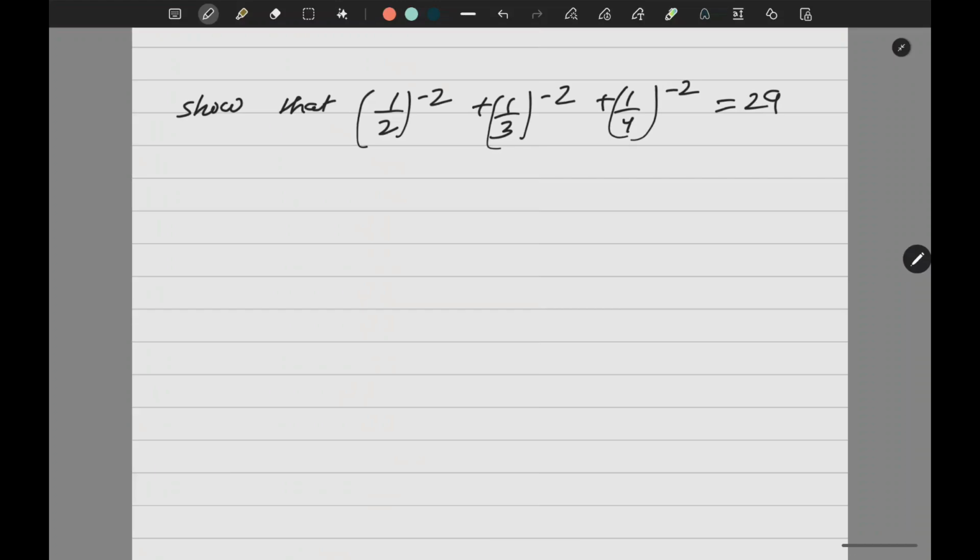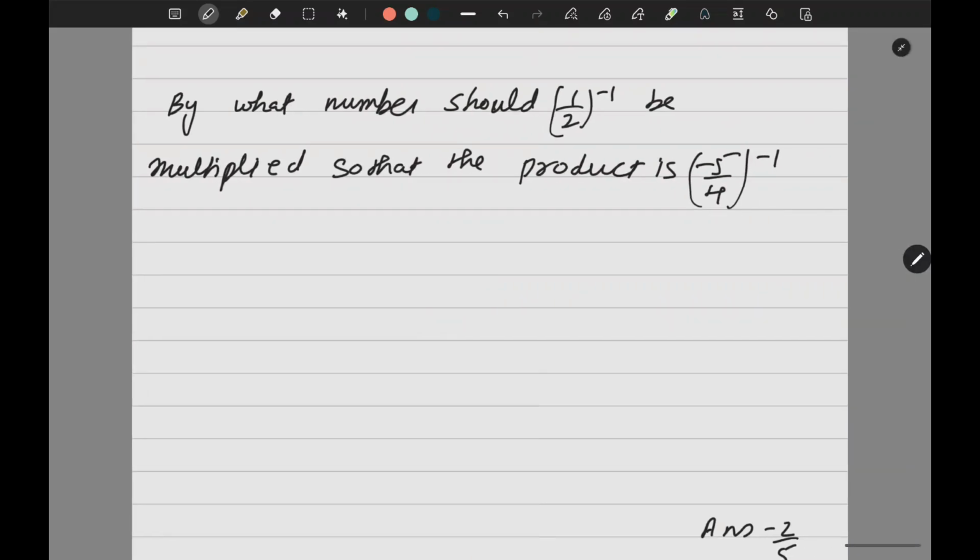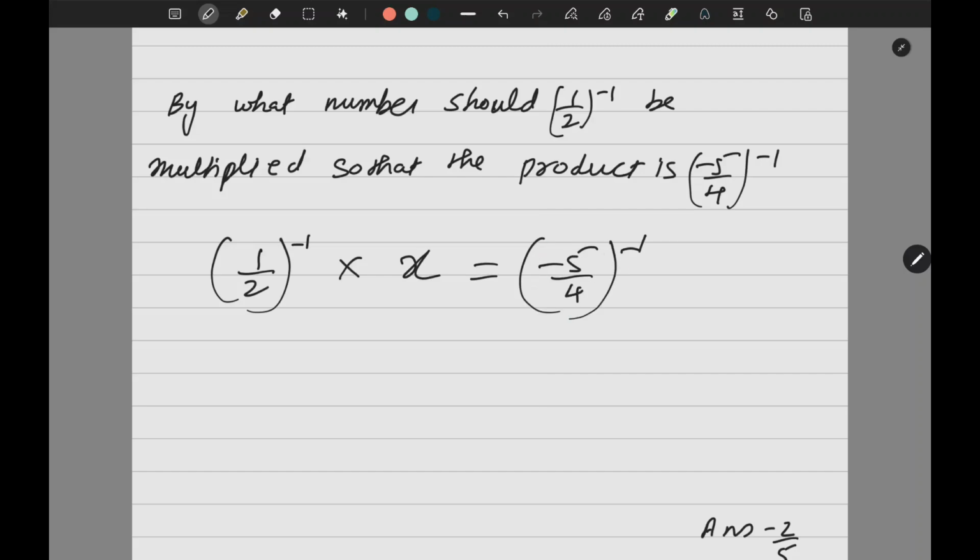Look at the next question. This is 2. I think this we have done. 29. We got the answer 29, I remember. Okay. Now come to this question. By what number should this be multiplied so that the product is this? So I want 1 by 2 to the power minus 1 to be multiplied by x so that my answer is minus 5 by 4 to the power minus 1.